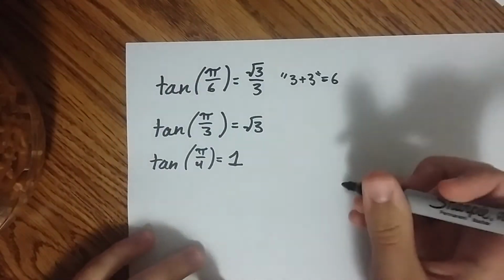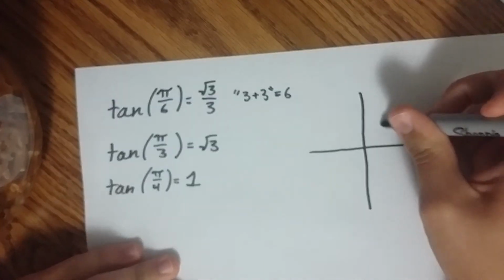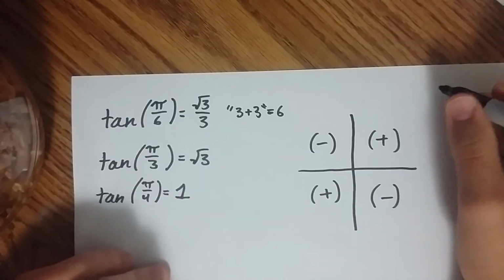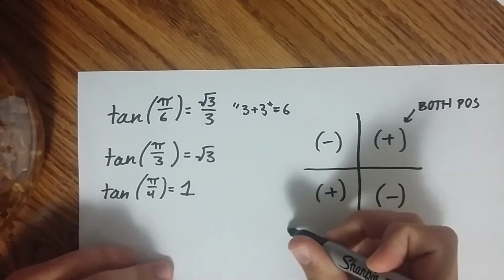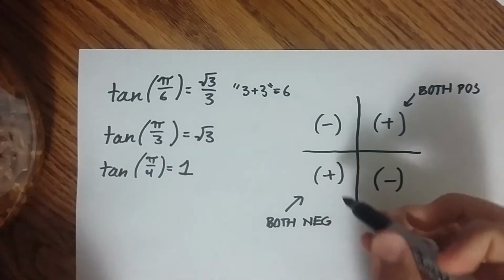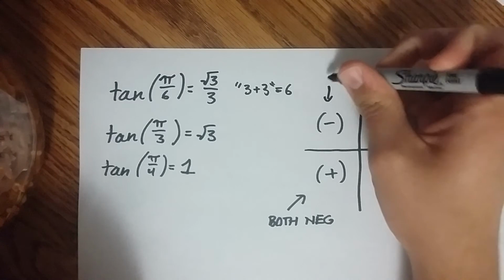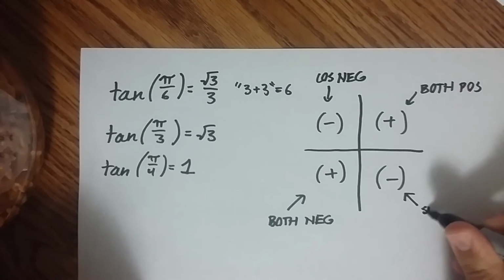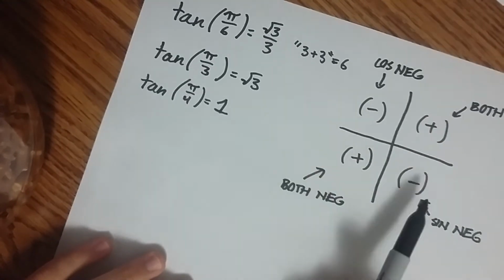Oh, and something else. Your answer will vary depending on what quadrant you are in. If you're in the first quadrant, both sine and cosine are positive. And if you're in the third quadrant, both sine and cosine are negative. So tangent will always be positive in these quadrants. But that's not true for quadrant 2 and 4, because in quadrant 2, cosine is negative, but sine is positive. And in quadrant 4, sine is negative, but cosine is positive. So, plus, minus, plus, minus.